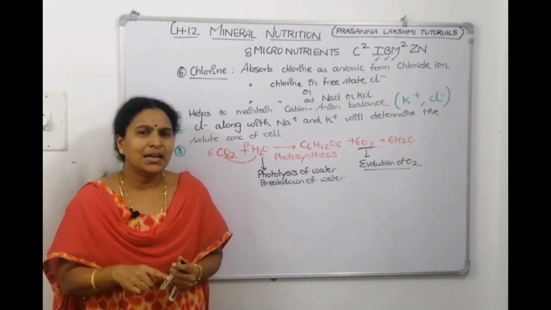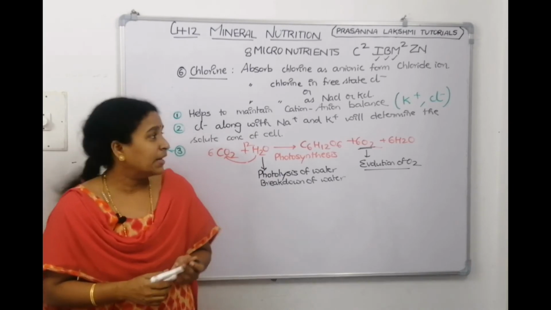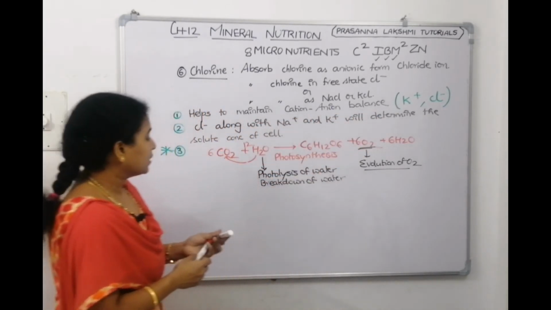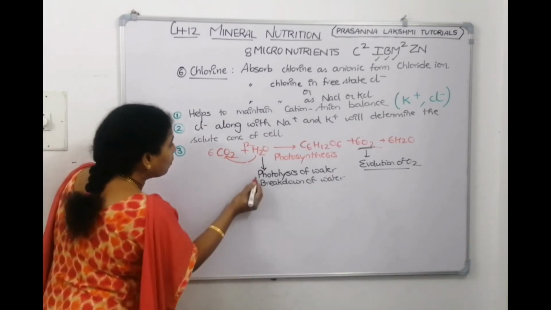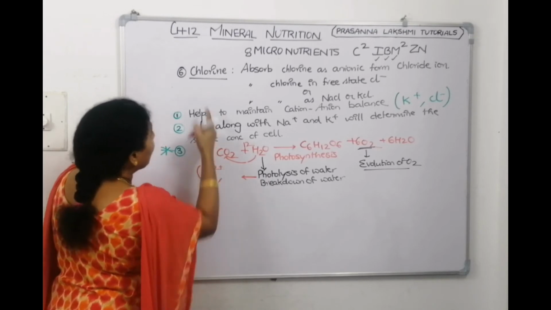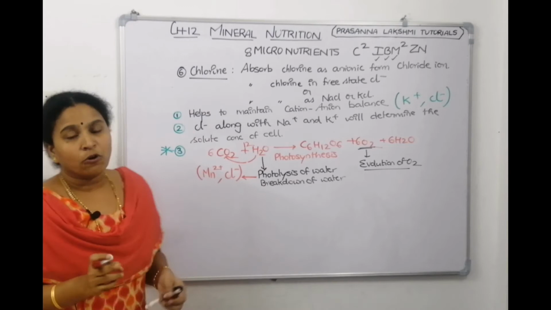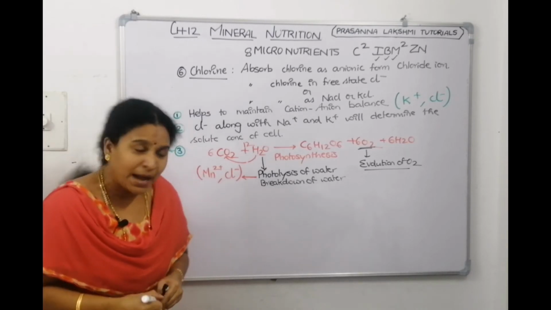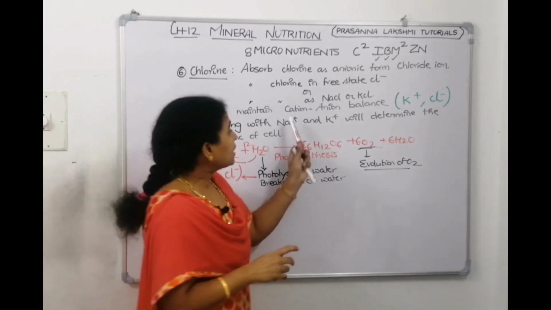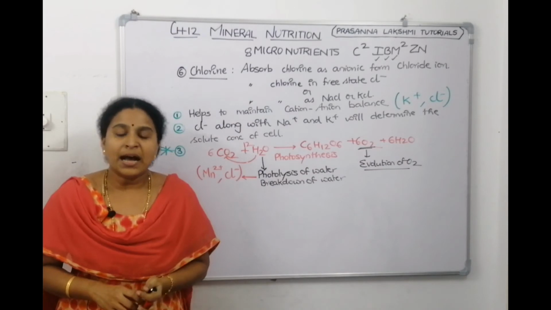And we also studied manganese, right? Which helps in splitting of water? Manganese. So which two elements help in cation anion balance? K plus and Cl minus. Which two elements help in photolysis of water? One is manganese, the other one is chlorine. See, two elements are doing one function. Photolysis of water is mediated by manganese and chlorine. They will ask you this question. Which two elements help in cation anion balance? K plus and Cl minus. So this is another function.